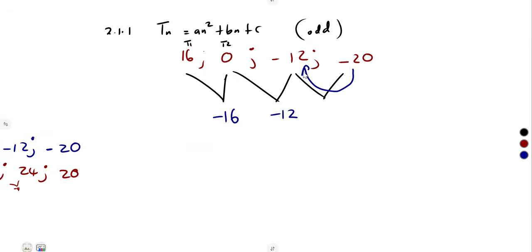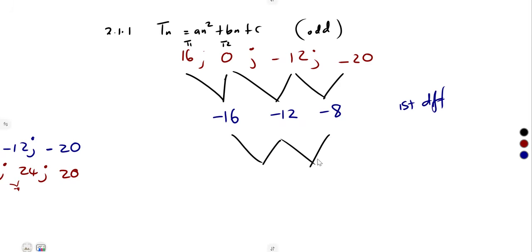Minus 20 minus, what are we subtracting? Minus 12. So it's going to be a positive there, and that gives us negative 8. Minus 20 plus 12. So we have got our first differences. Let's do the same to determine the second.